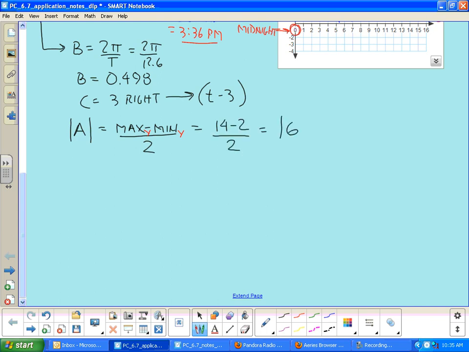Now this is just beautiful. We've got B, got C, now have A. Now we've got to go find D. It would sure be nice if I had the formula for finding D. Max plus min divided by 2. All right, so now we got 14 plus 2 over 2, which means D is equal to 8.